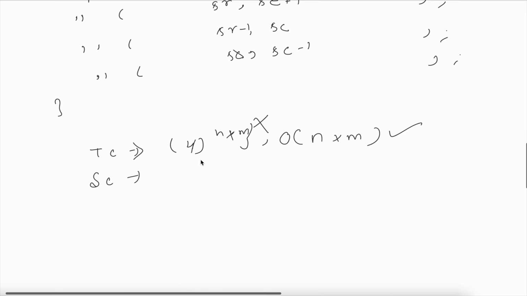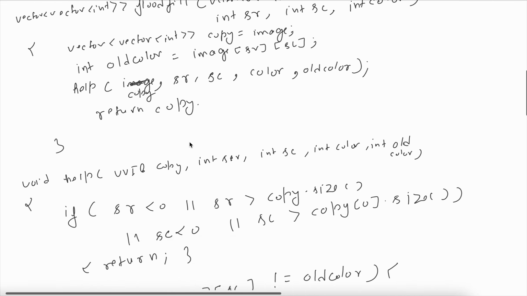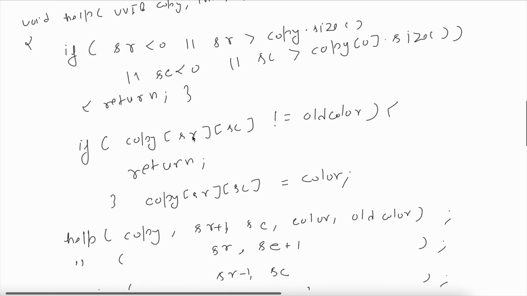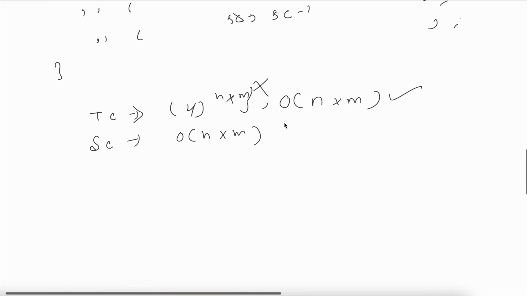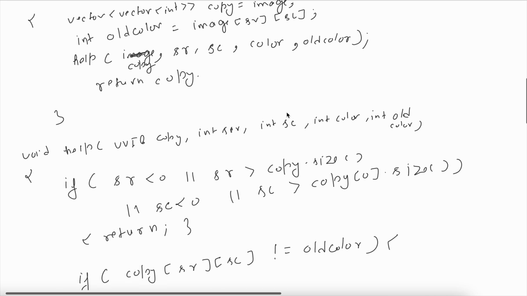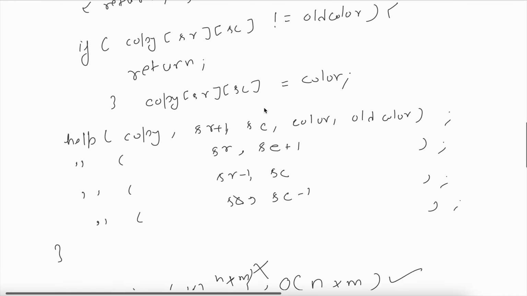Same with space complexity, you are making a copy image here. And you can have a recursion stack space, but you don't need to count the recursion stack space here. So yeah, we have dealt with SC and TC. Do we need anything else?